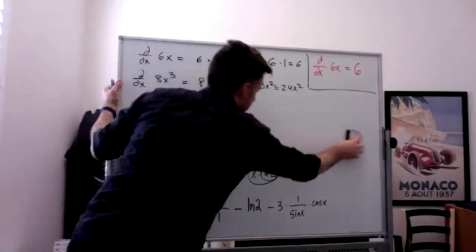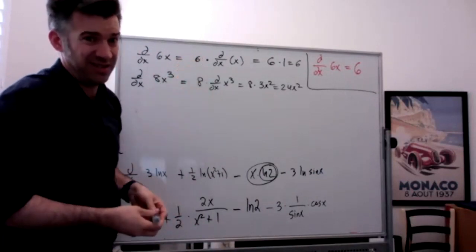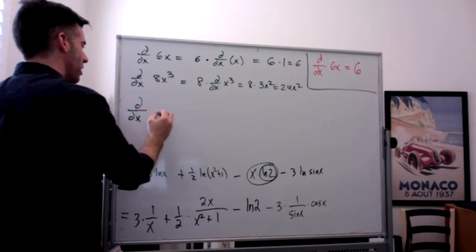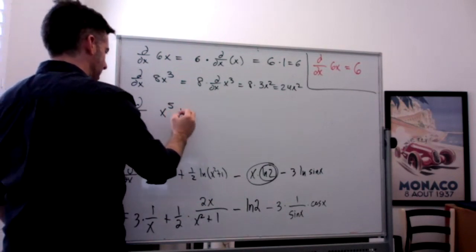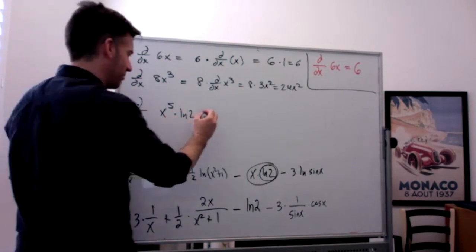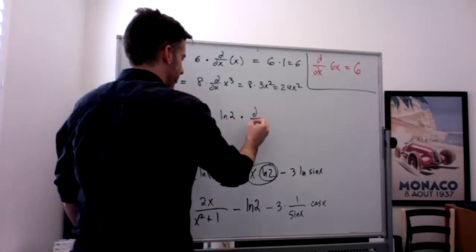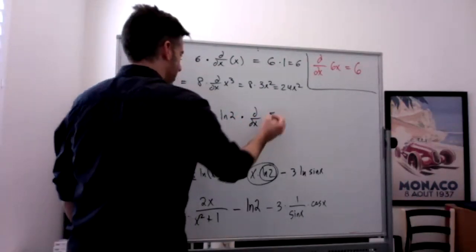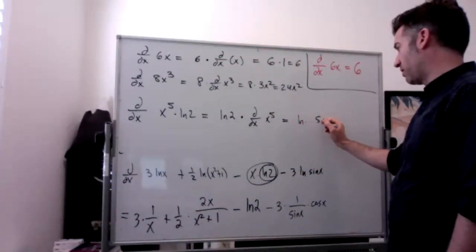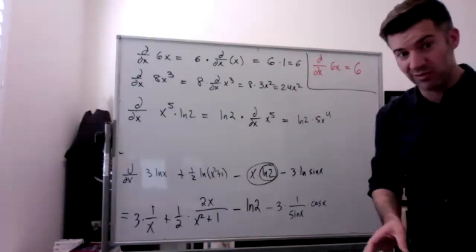Well, it works the same whether your constant is nice, like 8 or 6, or whether your constant is ugly, like natural log of 2. Right? If I take the derivative of, say, x to the 5th times the natural log of 2, well, again, that's just a constant. And so I can say that's going to be the natural log of 2 times the derivative of x to the 5th, which is going to be natural log of 2 times 5x to the 4th. I know it's not pretty, but it is what it is.